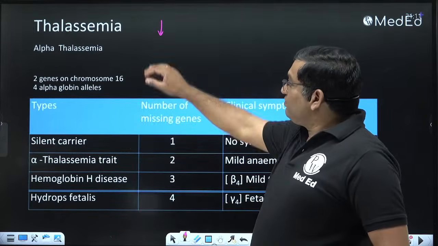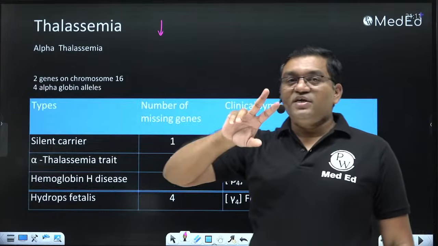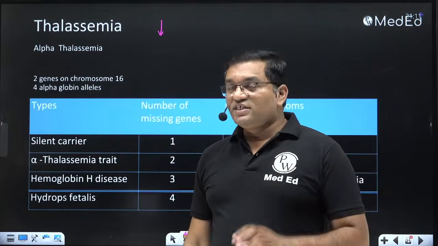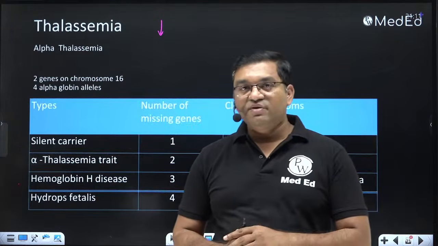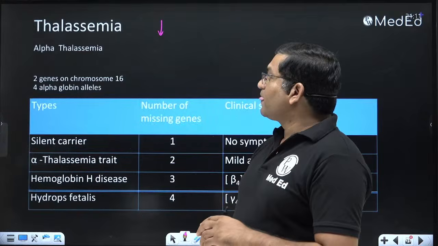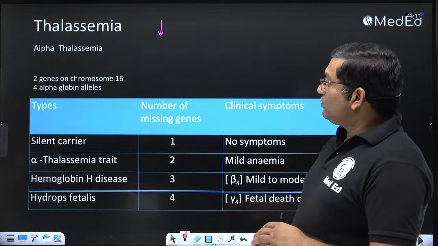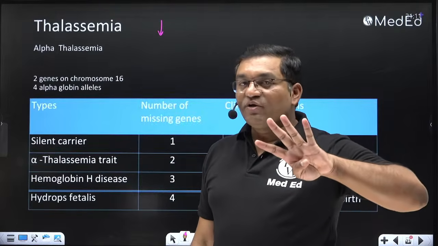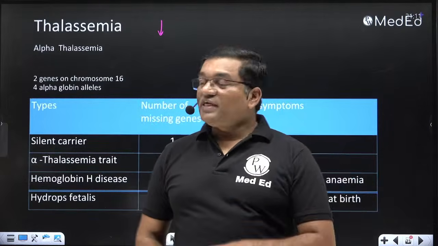In thalassemia, there are two main types: alpha thalassemia and beta thalassemia. So you may get a case of beta thalassemia major, which is an important one. There are four types of alpha thalassemia and two types of beta thalassemia.